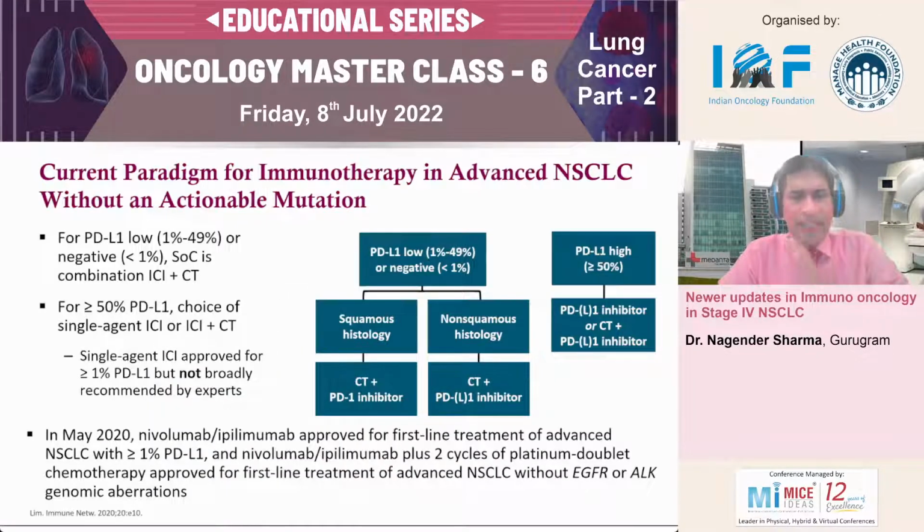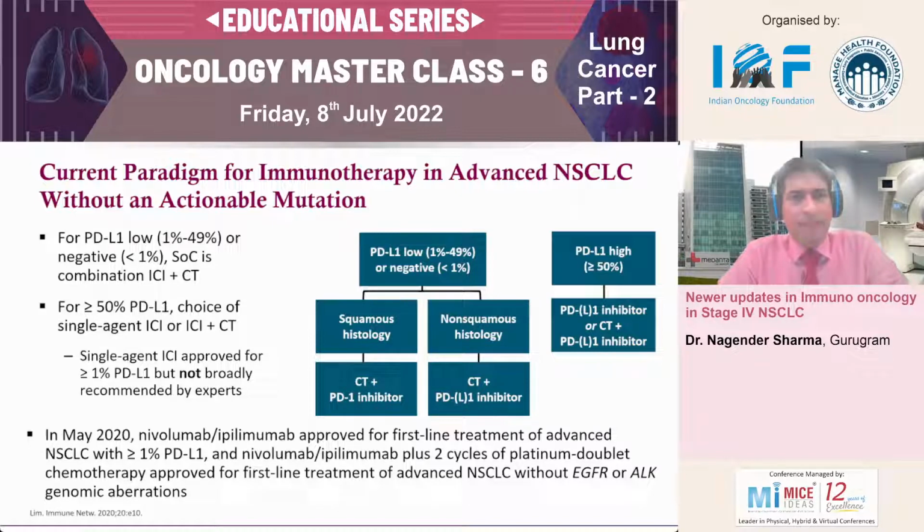Now coming specifically to the topic: what are the current paradigm shifts for immunotherapy in advanced NSCLC in patients with no targetable actionable mutation? In that, basically we look at the PD-L1 percentage. We have various platforms: we have 22C3, we have SP263, and SP142.